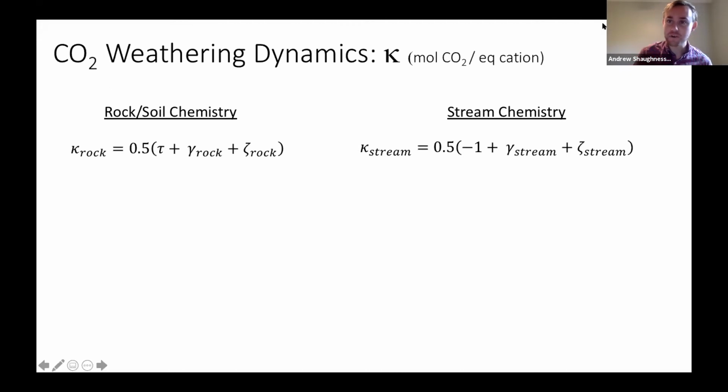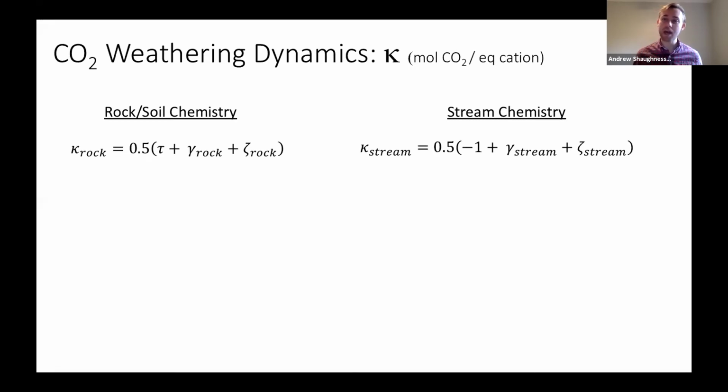Okay, so we've gone through each of these 3 watersheds. We've thought about the different solutes, how we can decompose the solutes into their chemistry, their respective weathering reactions. Now let's tie this back to the beginning of the presentation where we think about weathering dynamics in terms of its CO2. And so I'm going to define a term here, which we call the CO2 sequestration capacity, or kappa. And kappa is going to have the units of moles of CO2 per equivalence of cation. I'm just going to keep that in your mind.